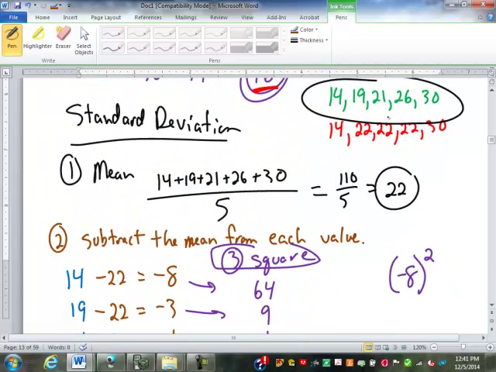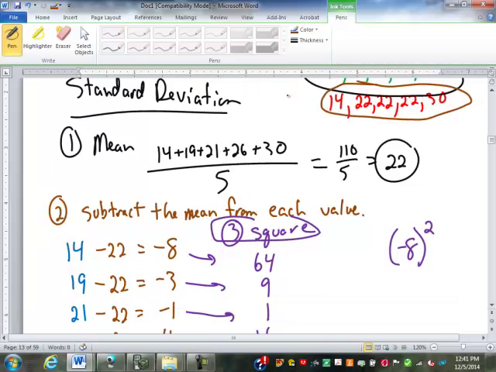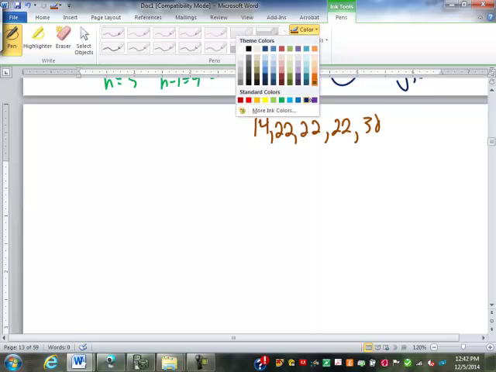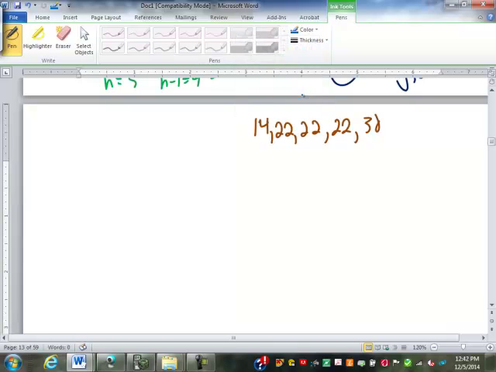Now let's go back and do this list. 14, 22, 22, 22, 30. Step 1 is to do what? Find the mean. The mean of this, punch it in, divide it out, is 22. By the way, if you're punching it in your calculator, you add them together, hit equals before you divide by 5. Otherwise, it'll mess you up. Hit equals and then divide by 5.